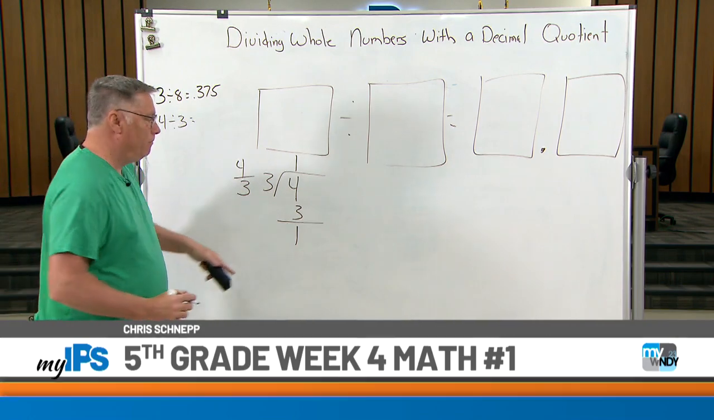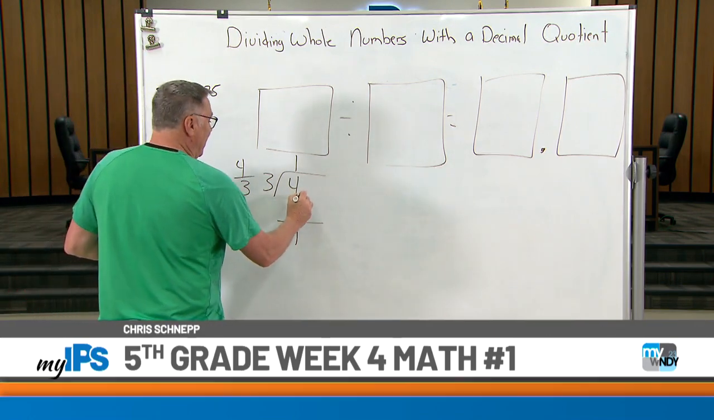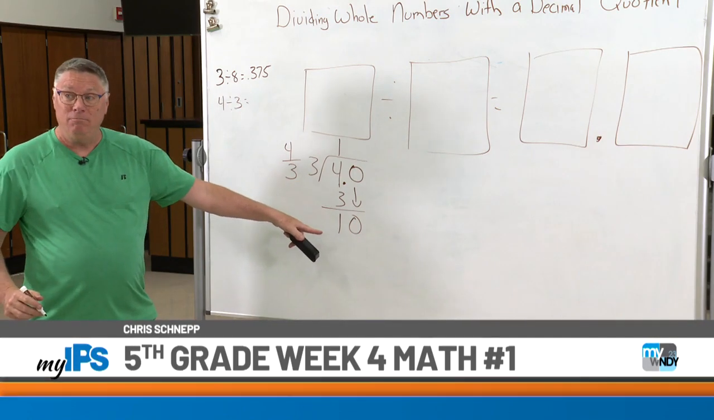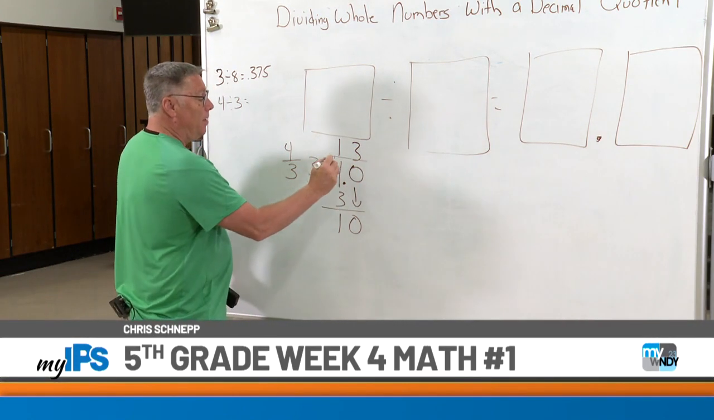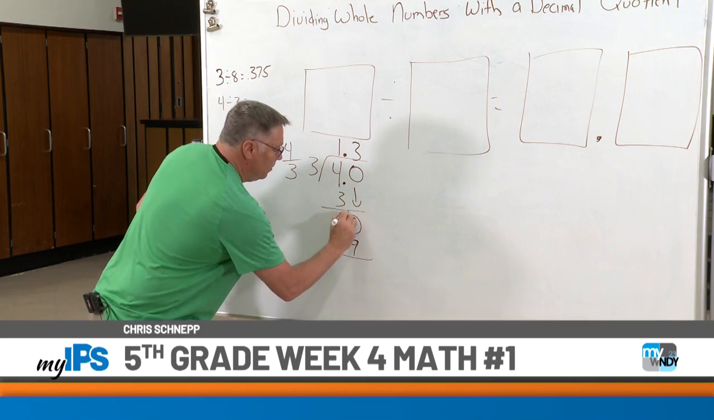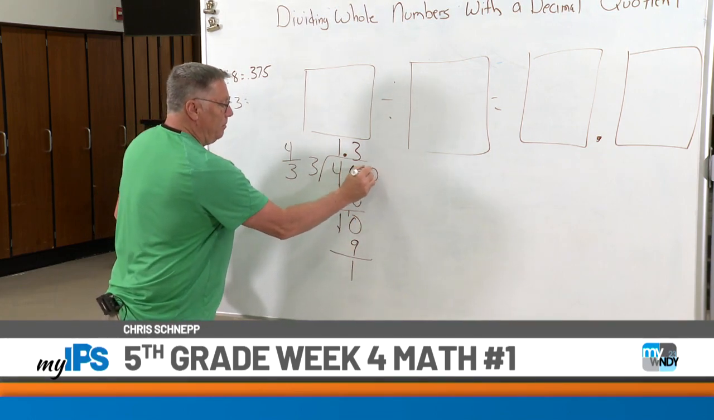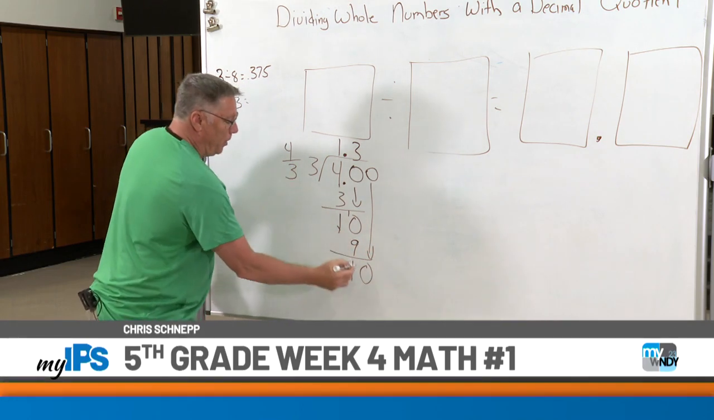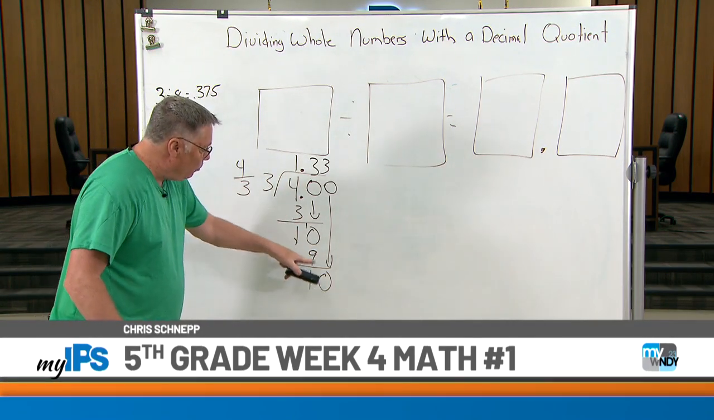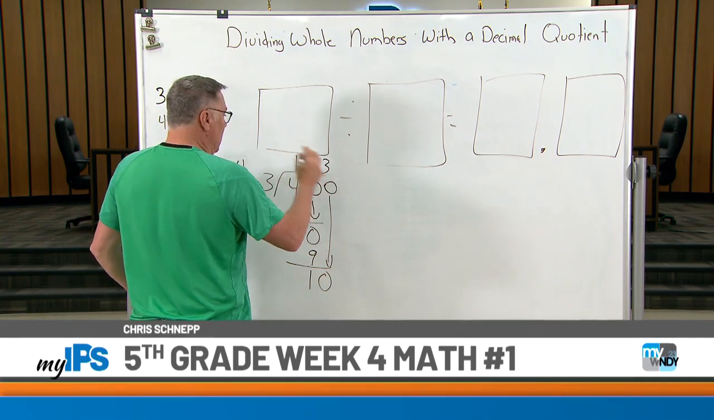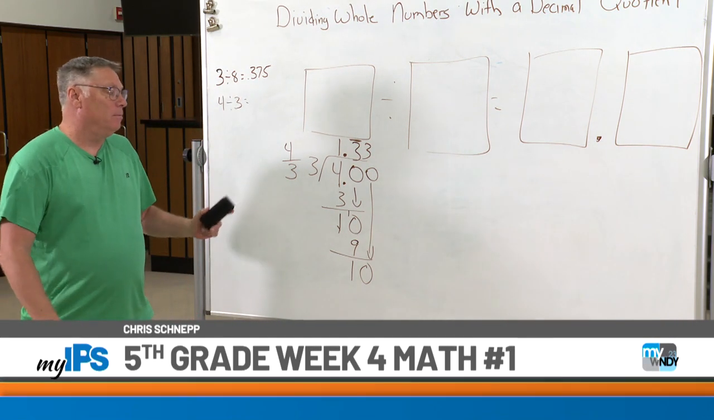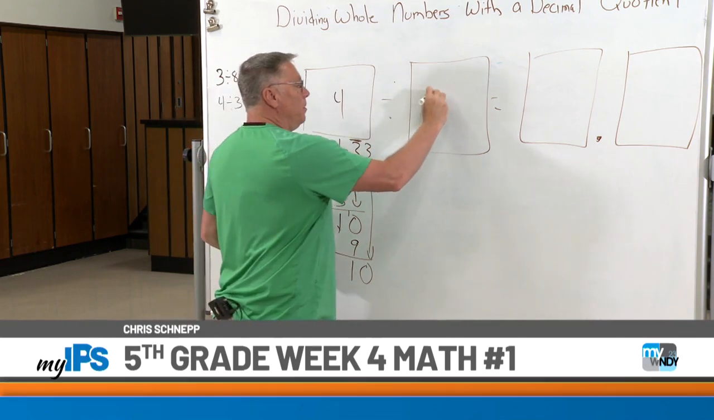3 can't go into 1. Just like we did the problem before, we have to add a decimal point and a 0 and bring that down. 3 goes into 10 3 times. And don't forget, you have to bring your decimal point straight up too. 3 times 3 is 9. And we've got the same thing again, so we have to bring that 0 down. 3 goes into 10 3 times. At this point, we're going to see the same repeating pattern over and over. So it's going to be 1.3 repeating.